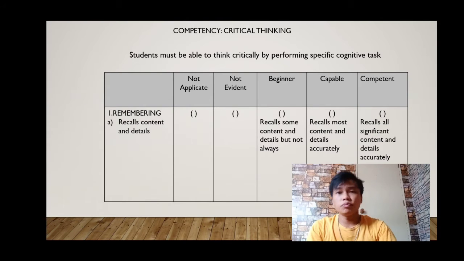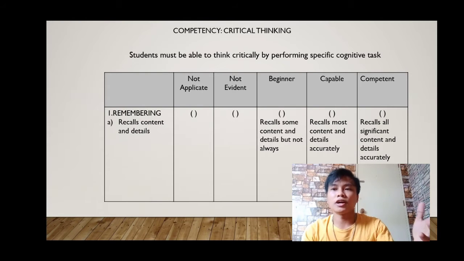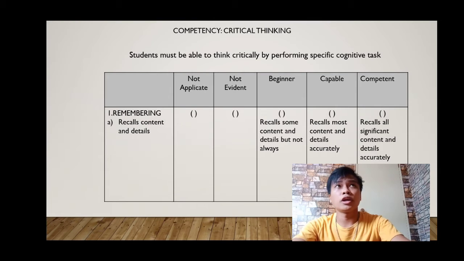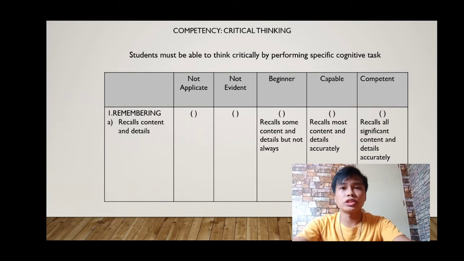So an example of this is when a student recites to some questions of the teacher. They give some of the content they remember and the details, but not all, not overall, or not all content. So next is capable, which is the students can recall most of the content details accurately.